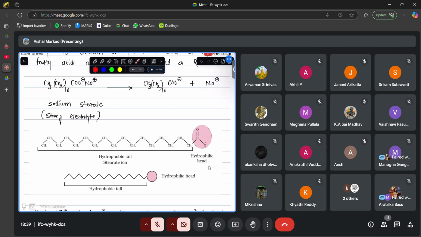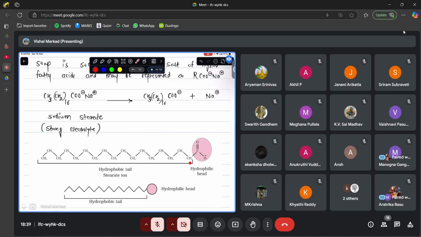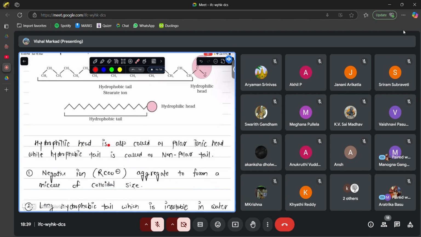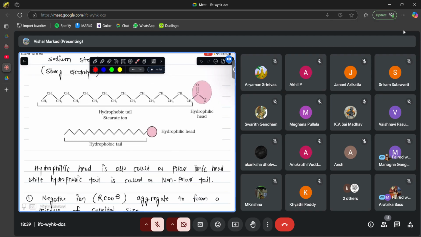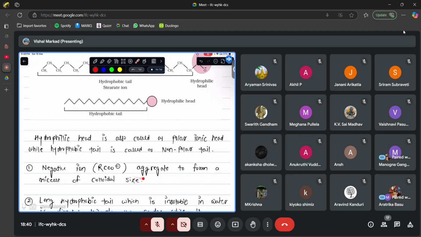Yes, sir. So I can write it down like this. When you have a question, you will first write that soap is a sodium or potassium salt of higher fatty acid. We'll write down this formula, its dissociation, and you will talk only about this part. From here to here it is the hydrophobic tail, and this is called the hydrophilic head. Clear? Now this hydrophilic head is also called polar, that's what I said initially. This is the polar part, so it is also called the polar ionic head, while the hydrophobic tail is called non-polar.